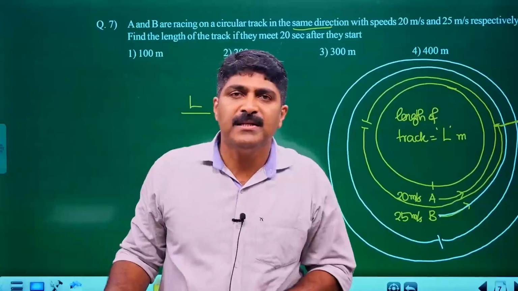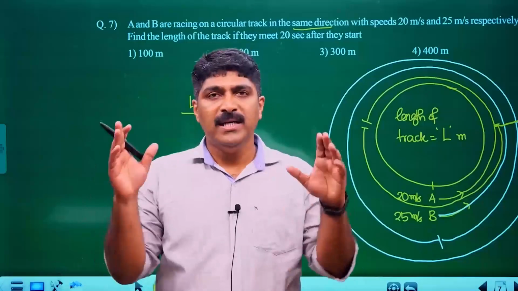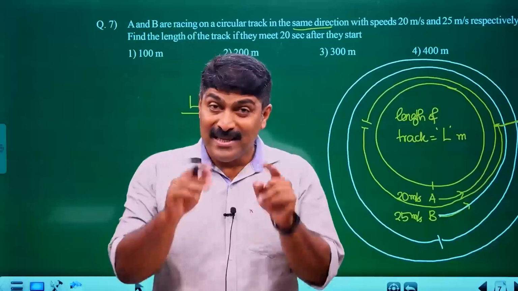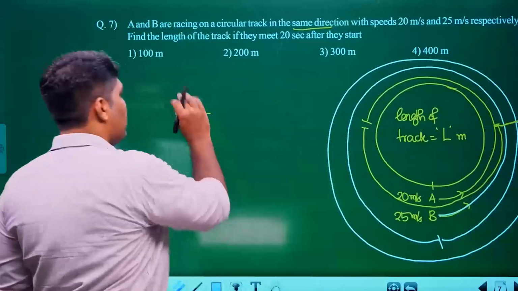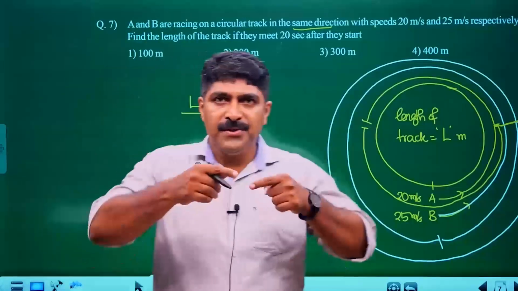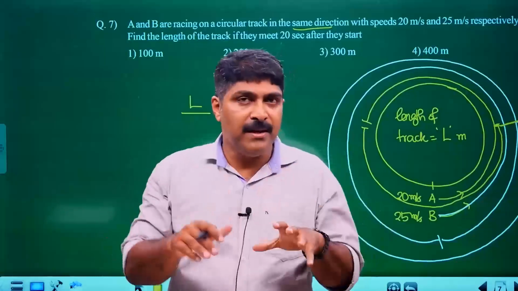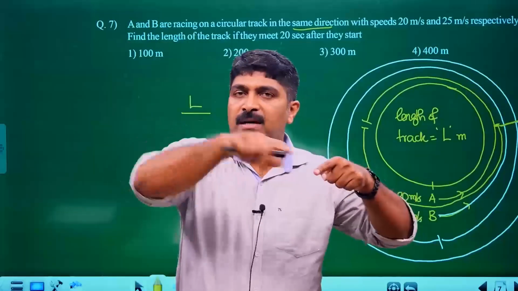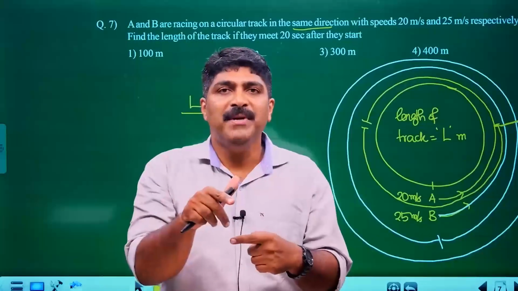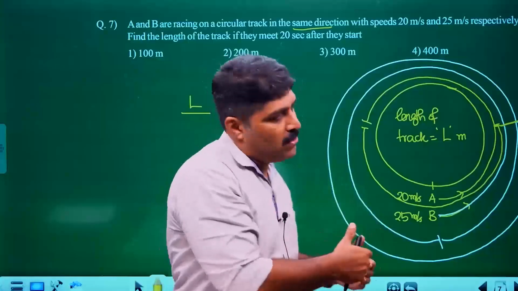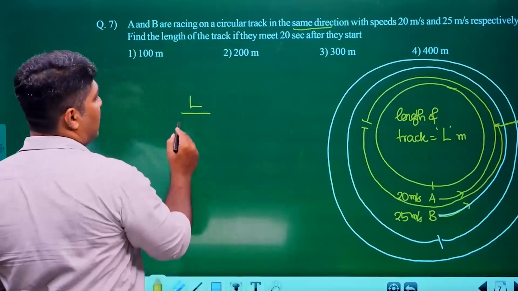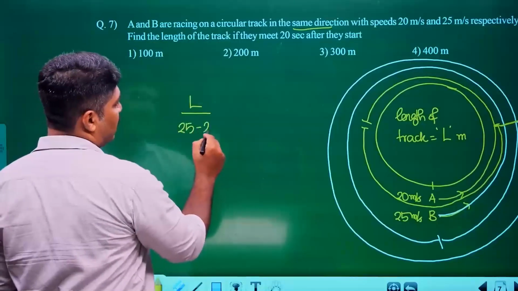If two moving bodies are in the same direction, what is the relative speed? How do we find it? That's the difference between their individual speeds. The relative distance does not mean the total distance they covered individually. Here we are considering comparatively how much more distance B covered than A. So that is L, and the relative speed is the difference between their individual speeds.